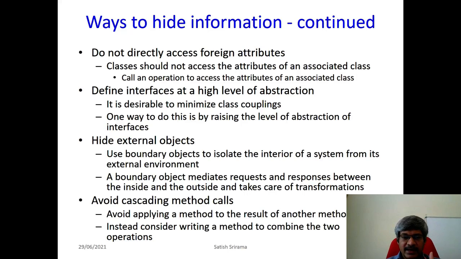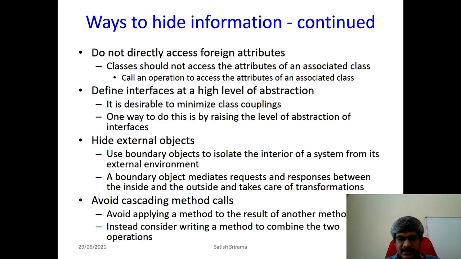Then the other approach is to hide external objects. We can use boundary objects to isolate the interior of a system from its external environment. These boundary objects act as mediators for requests and responses between the inside and outside of the system. They take care of the transformations when requests are coming in and responses are going out. These things are transformed the way the external system understands them and the way the internal system deals with those calls.